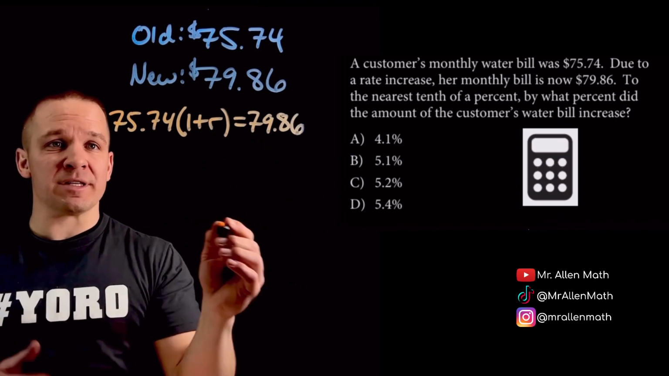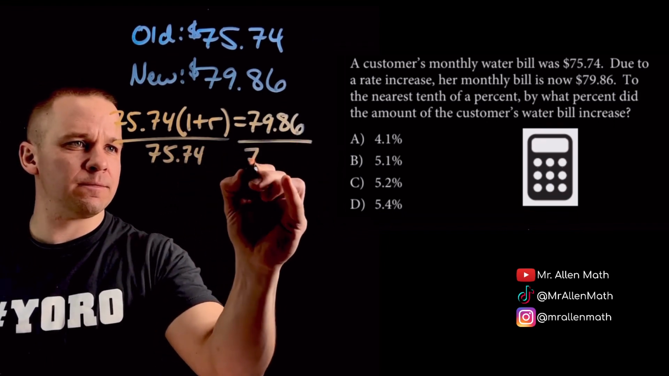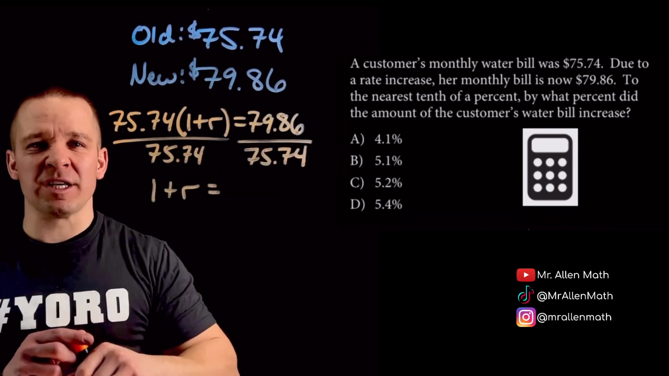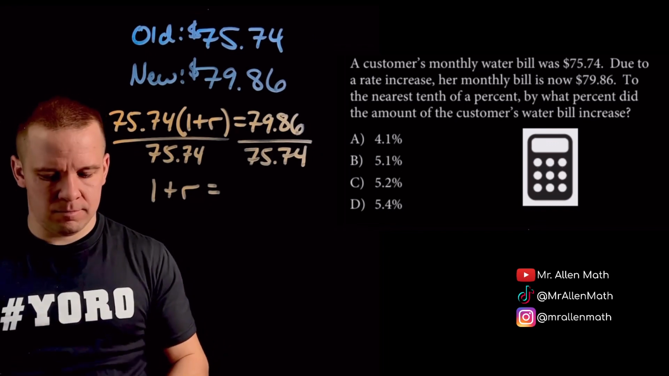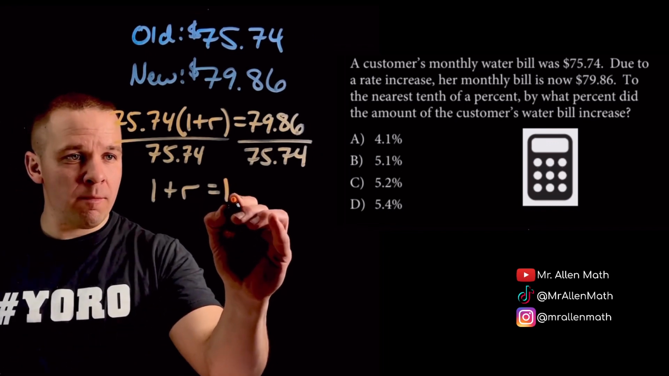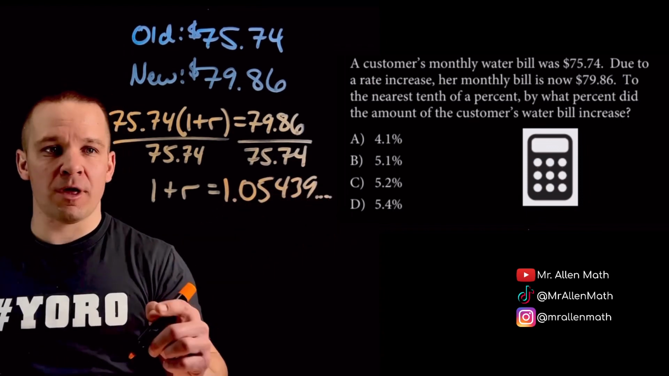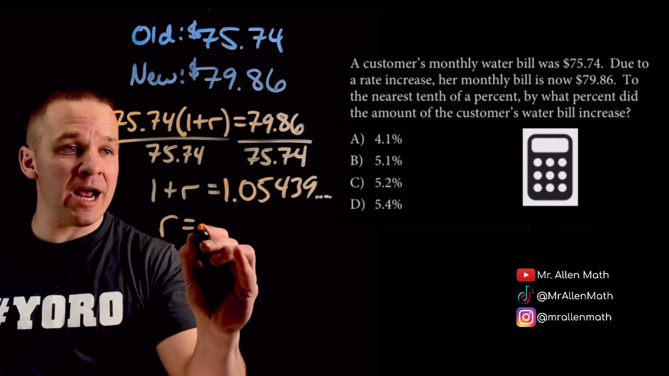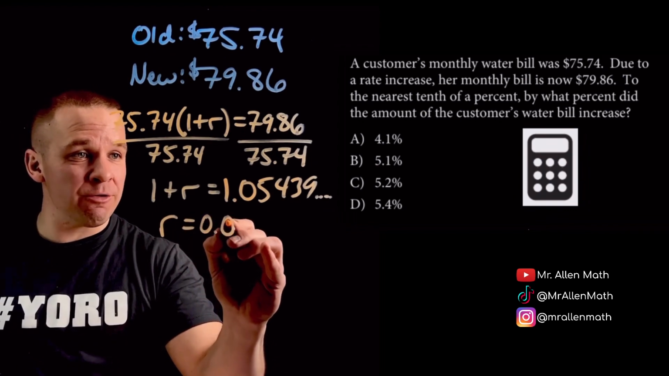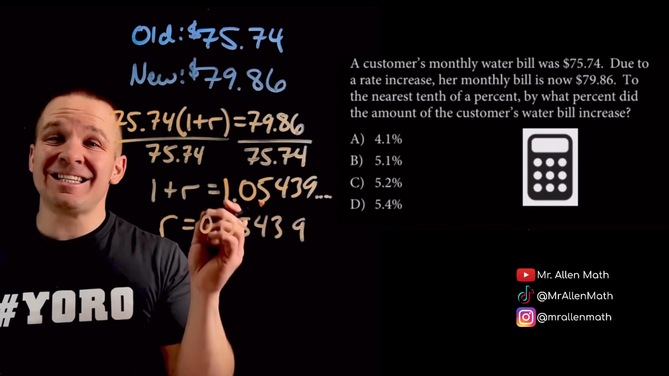So now we can solve this. I'm going to divide by 75.74 on both sides. I'm going to plug this in the TI. And I get 1.05439, so on and so forth. So when I subtract 1, I get my rate, which is going to be 0.05439. And they asked for the nearest tenth of a percent.